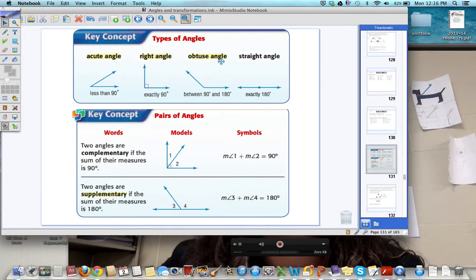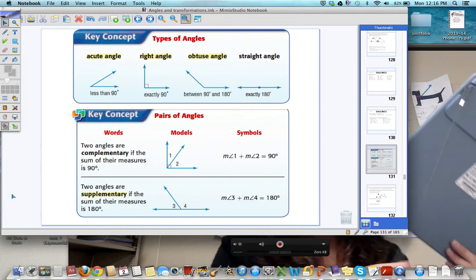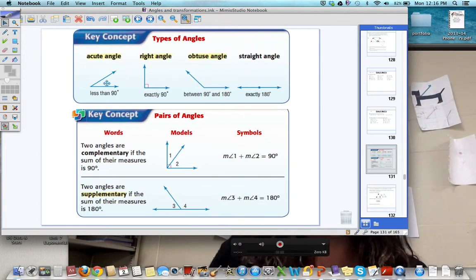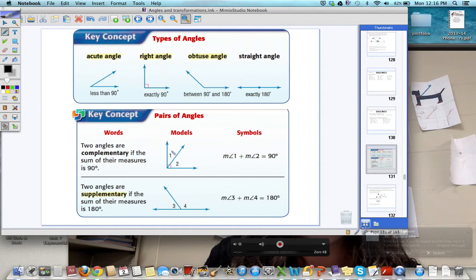All right, hopefully this is a review. An acute angle is less than 90 degrees. A right angle is exactly 90. That's when you'll see that little square. Obtuse, it's a big angle. It's between 90 and 180. So it's bigger than 90, but it's not a straight line. A straight angle is just a line. It's exactly 180 degrees. Complementary angles add up to 90 degrees. So these are complementary because angle 1 plus angle 2 gives me 90. Supplementary angles give me 180. So 3 and 4, when I add them together, will give me 180.